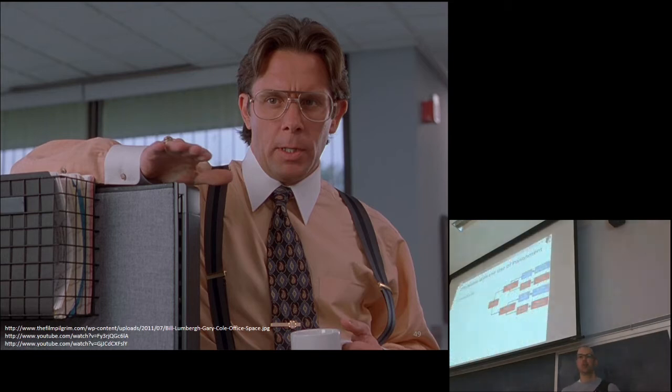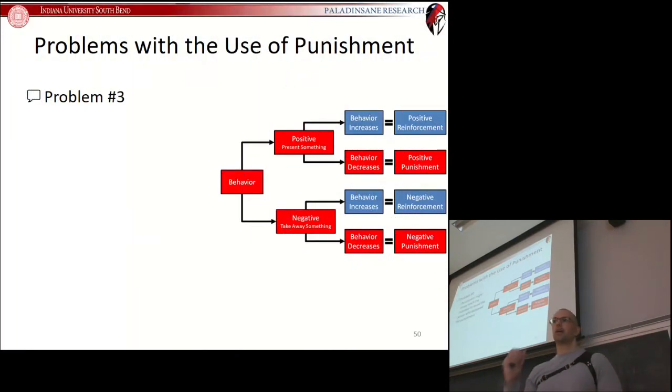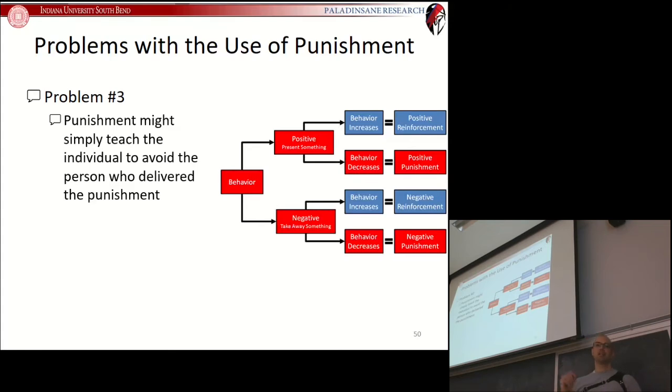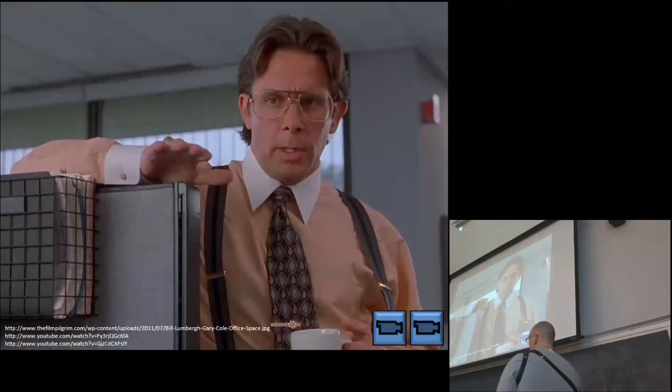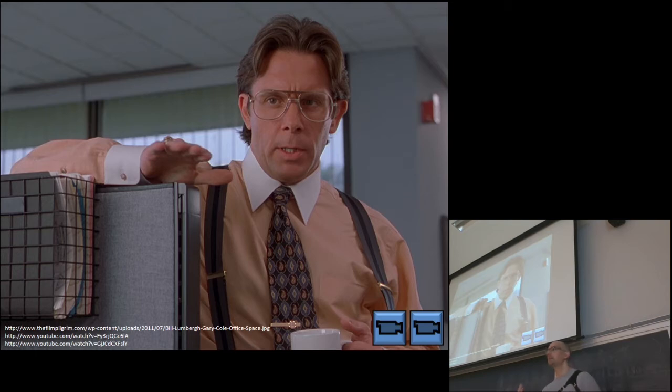Because one of the things that will lead to is problem number 3, where the punishment contingency might teach the individual to avoid the person that delivers the punishment. So the punishment contingency on its own might cause the individual to actively avoid the person who is giving the punishment. If you've ever seen Office Space, then you'll know the scene where Lumberg gives positive punishment many times when he interacts with his employees. He comes by and gives positive punishment in the sense of some of the dialogue that he gives. There's a scene where one of the individuals did not fill out a memo correctly.